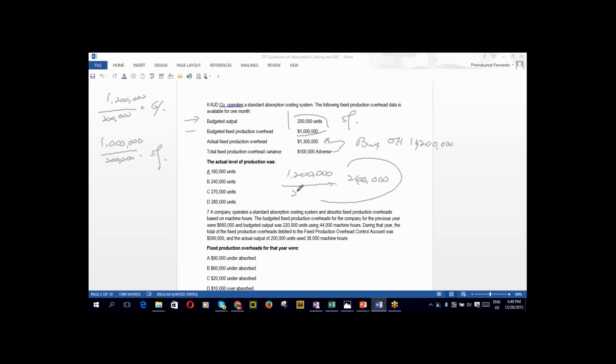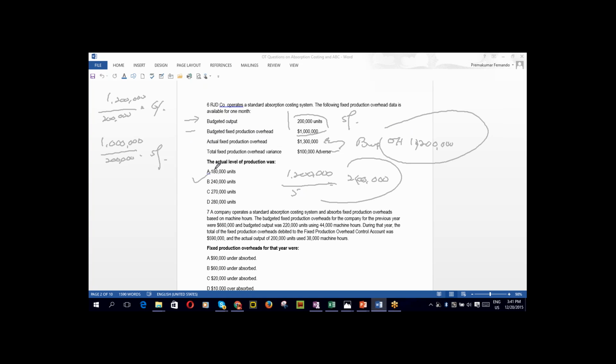How did we do that one? We know actual fixed production overhead is 1,300,000, but what we are allowed is 1,200,000. And we know the overhead absorption rate is 5. So 1,200,000 divided by 5 should be our actual production. So 240,000 is the actual level of production.